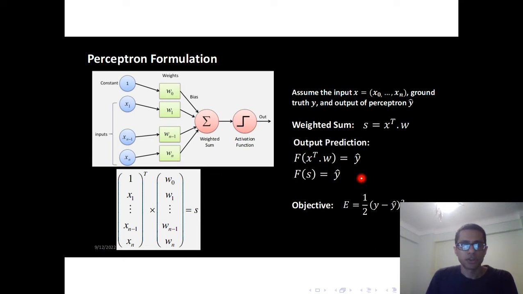The objective function e is the error. It can be measured by squaring the difference between the prediction y hat and the ground truth labels y, then multiplied by a constant half.